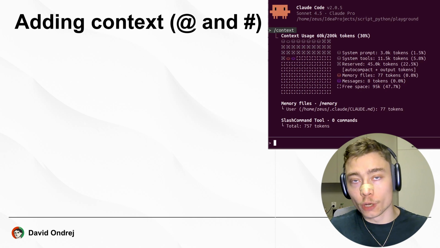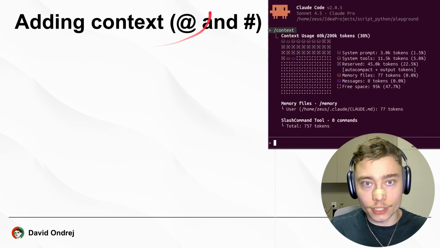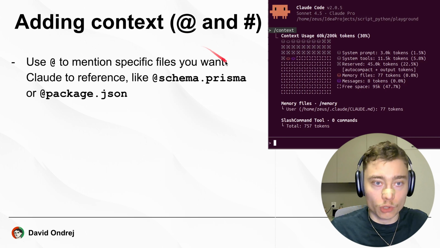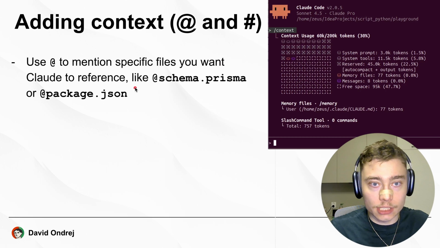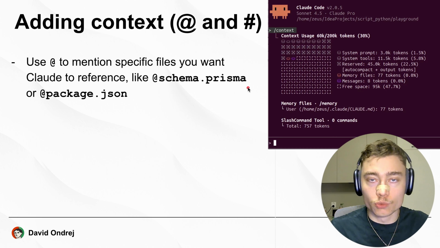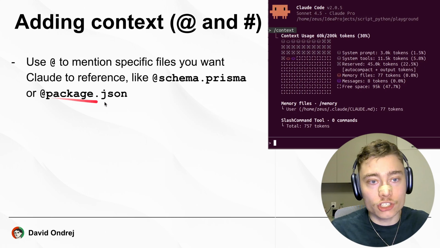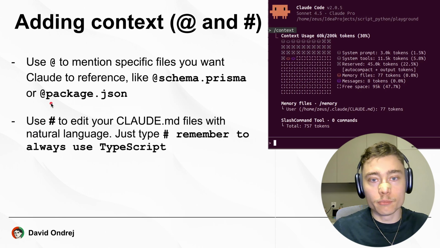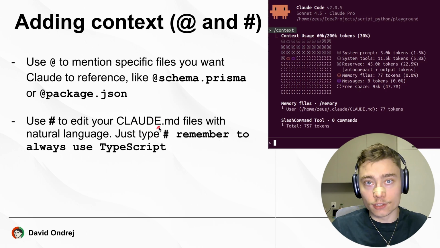All right, the next thing Anthropic teaches us in this course is adding context with @ and hashtag. So you can use @ to mention specific files you want to add into the context window of Claude Code, such as @schema.prisma, which would include the schema, or @package.json, which would include the entire JSON file. But you can also use hashtag to create memories. And these are usually saved at the end of your claude.md file.